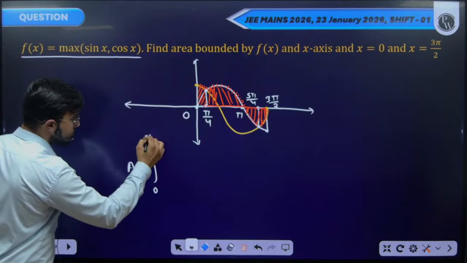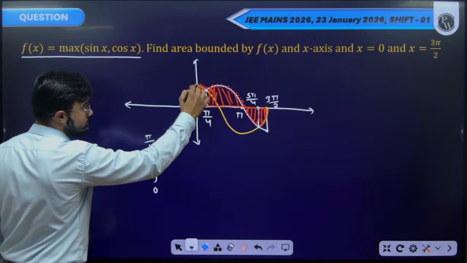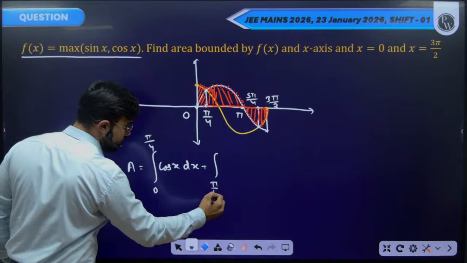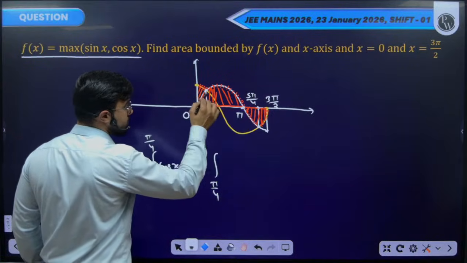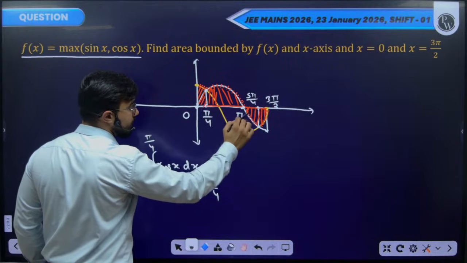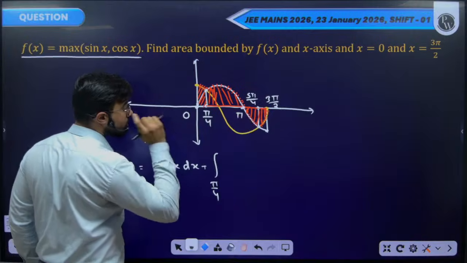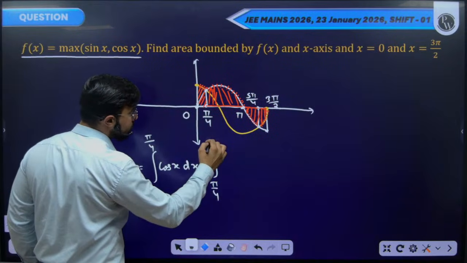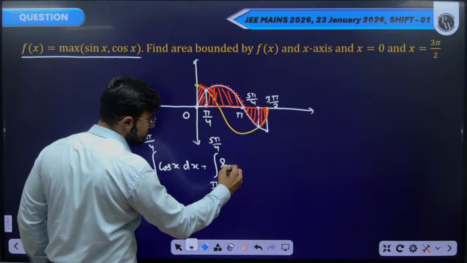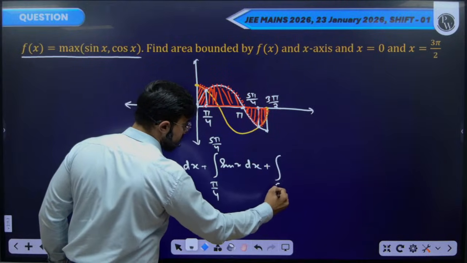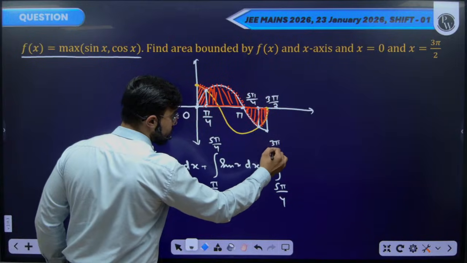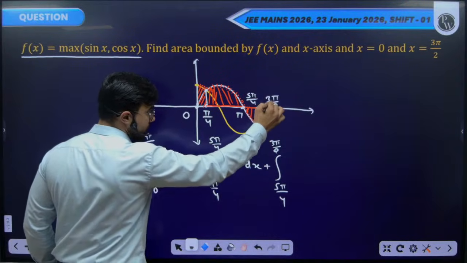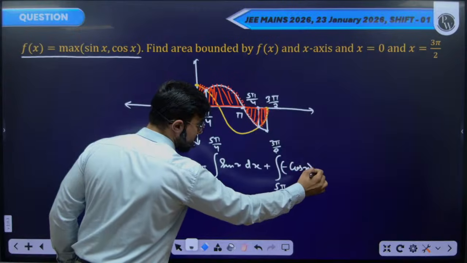Area is 0 to pi by 4, where the maximum graph was cos x dx, plus pi by 4 to 5 pi by 4 sin x dx, where you can directly integrate sin x from this to this, plus 5 pi by 4 to 3 pi by 2, but you have to take minus for this one because this is below the x-axis. So for this one it is minus cos x dx.